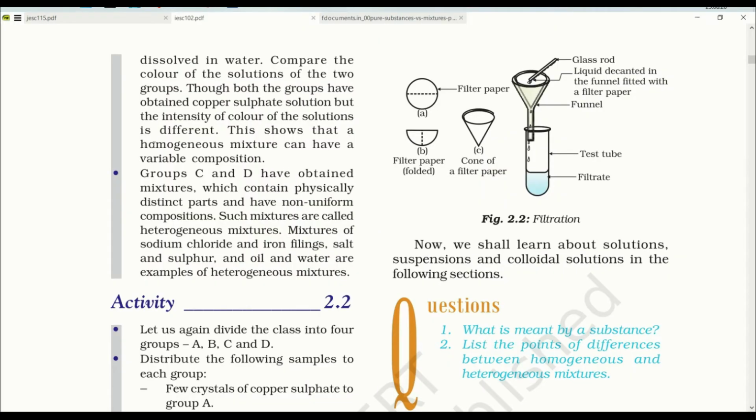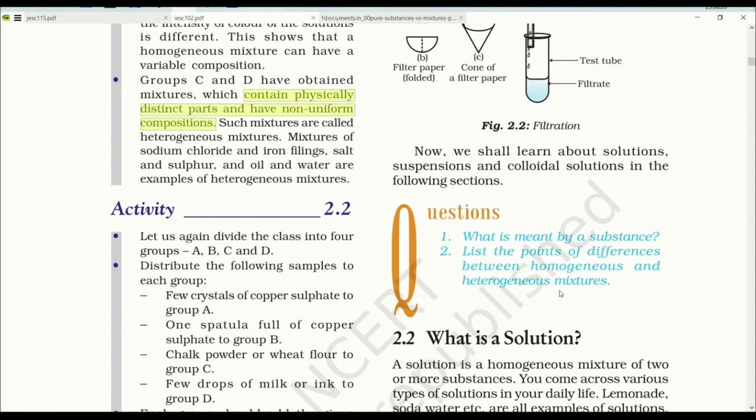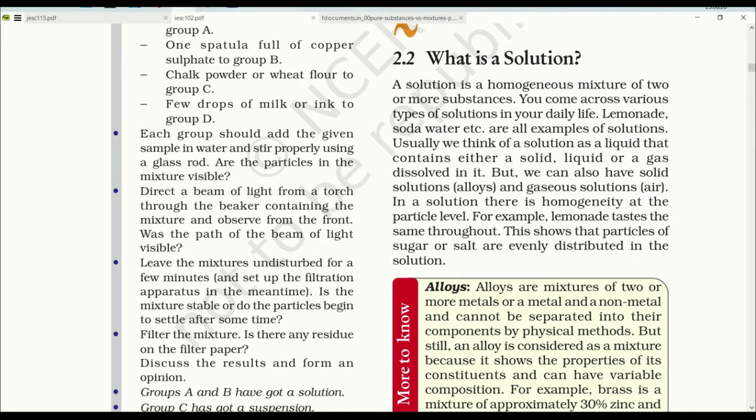So, a homogeneous mixture can have variable compositions but in a uniform manner, while a heterogeneous mixture contains physically distinct parts and has non-uniform composition. Let's learn about solutions. A solution is a homogeneous mixture of two or more substances. You can come across various types of solutions in your daily life, like lemonade, soda water, etc.